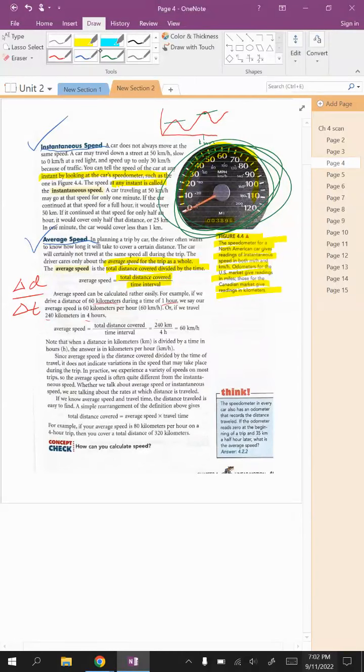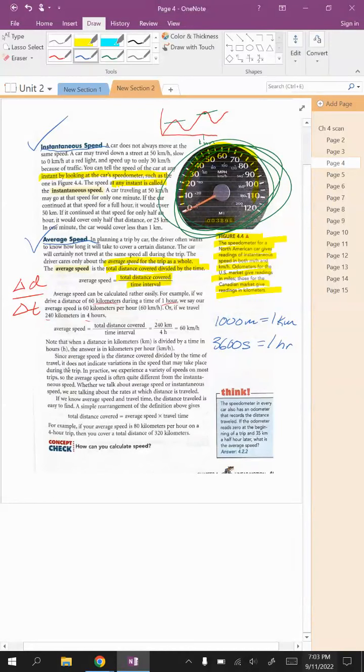Okay. I prefer meters per second. I think that we're going to be using that a lot, so we might have to do some basic conversions. Just FYI, 1,000 meters equals 1 kilometer, and 3,600 seconds equals 1 hour. We'll do more of that when we do the equations and calculations for this.